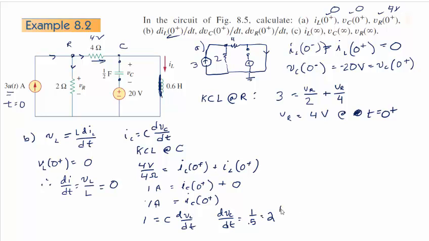Units are amps per farad, where an amp is equivalent to a coulomb per second, divided by a coulomb per volt. So those units do indeed equate to volts per second. So there we found those values.